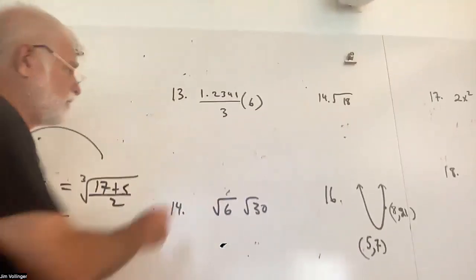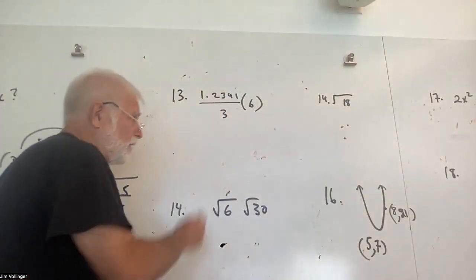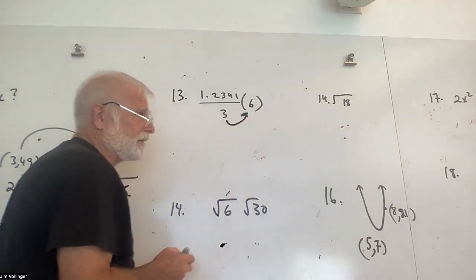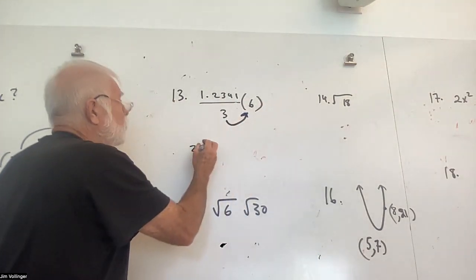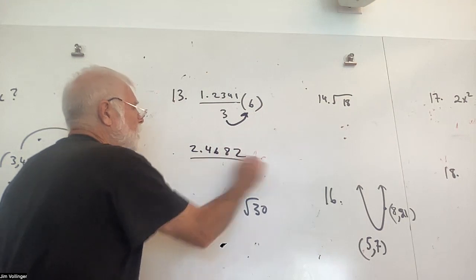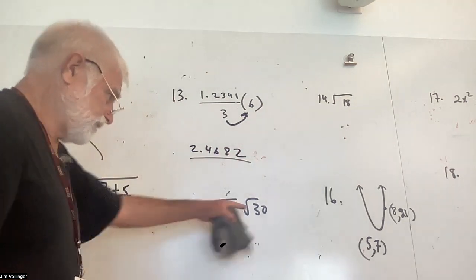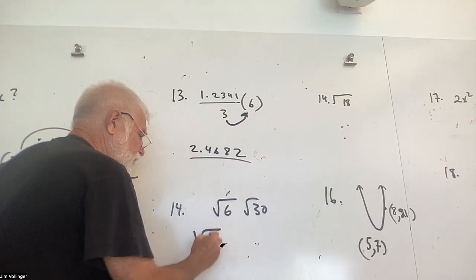Because I hope the heck you didn't say 6 times that and then divide by 3. I hope you just divide 3 into 6, double each of these numbers, and we get 2.4682. Done. All right.